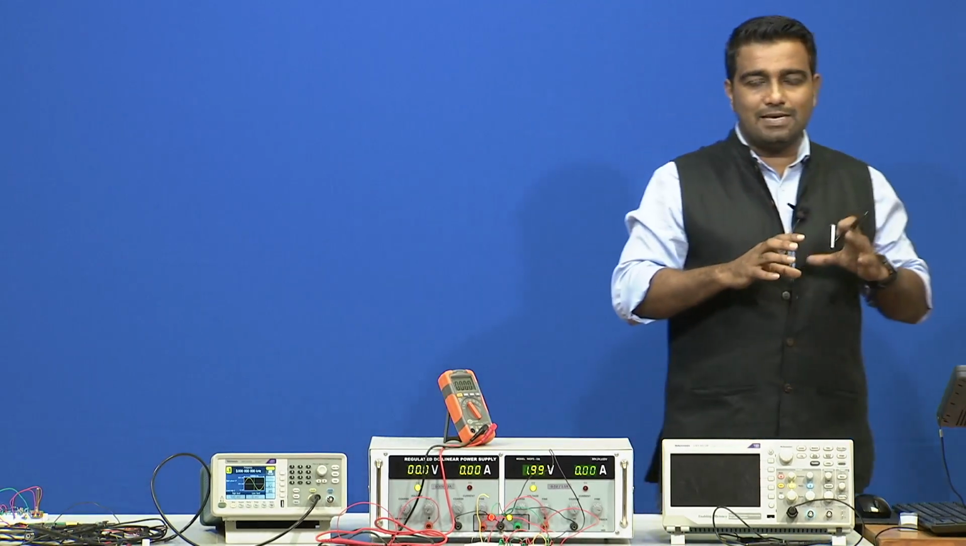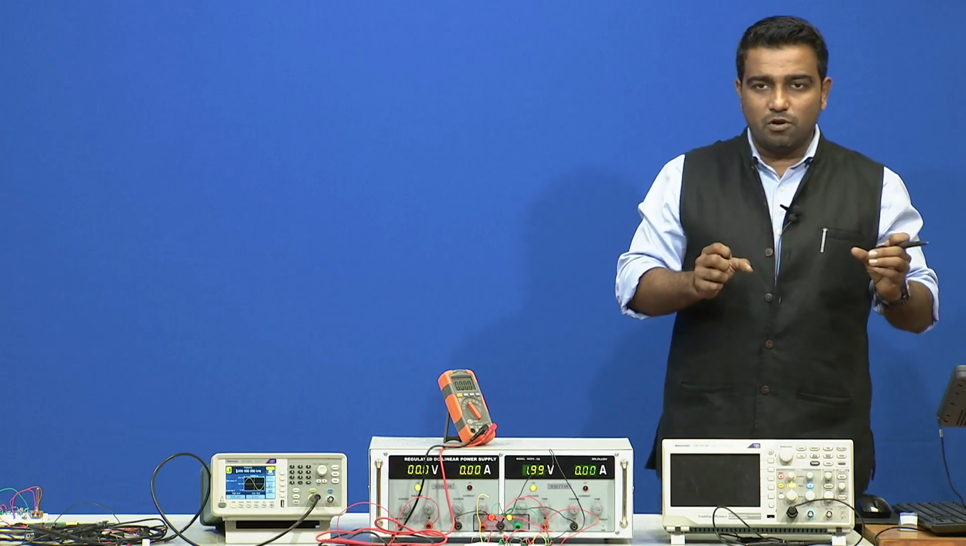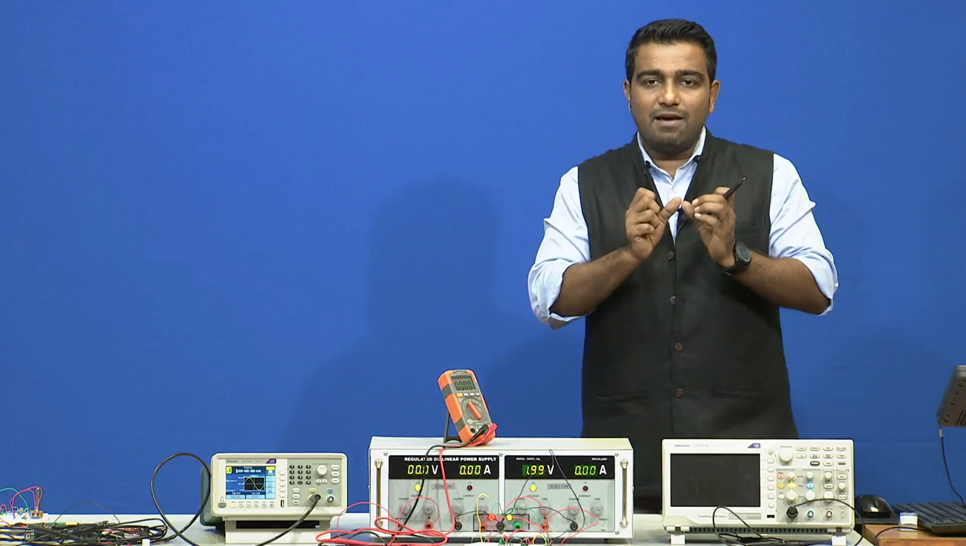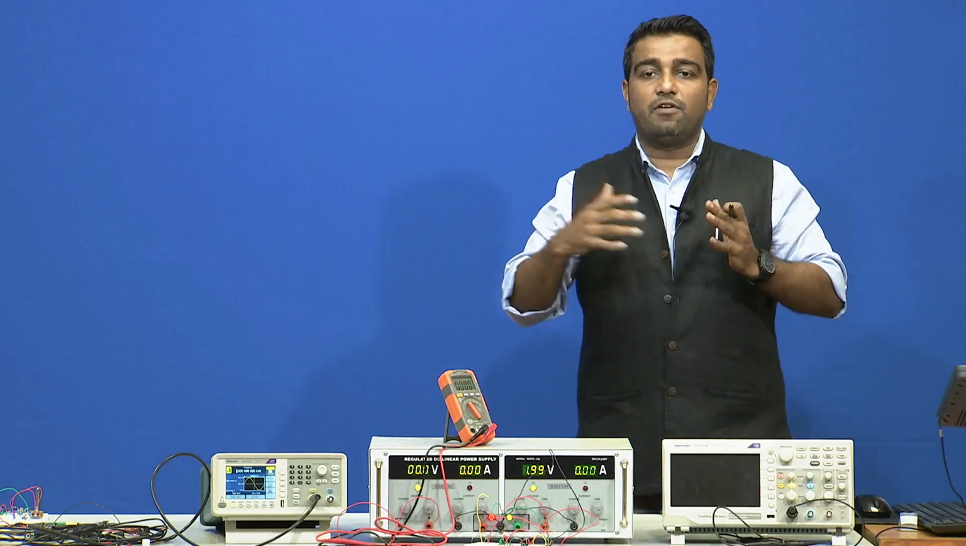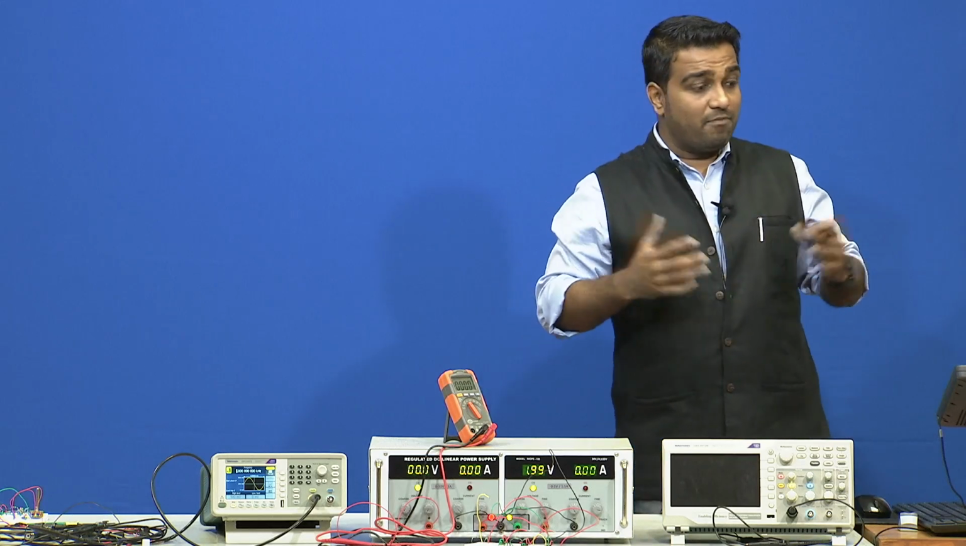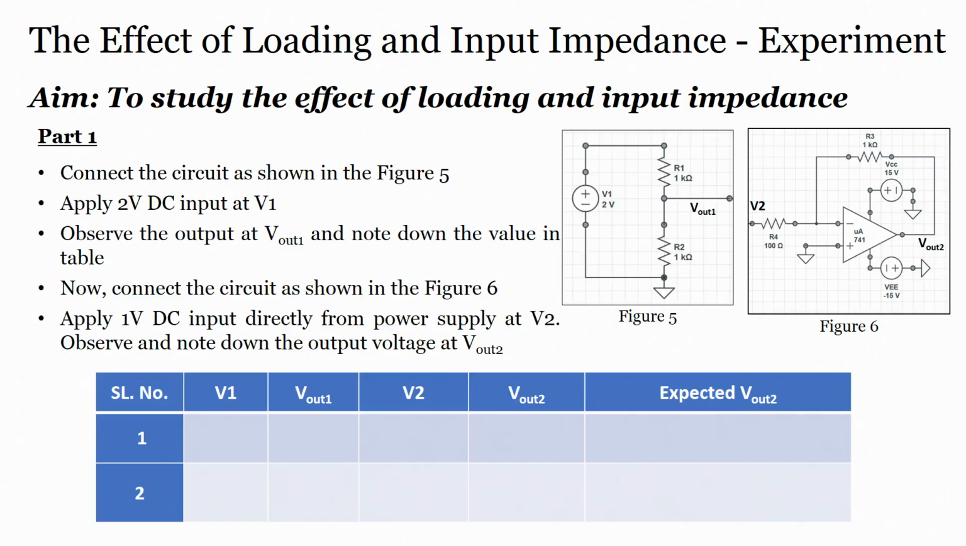That is why the last module, this module and the next module have just the same aim with different parts. The aim is to study the effect of loading and input impedance, but the parts are different. So, this is part 1, which we studied in the last module, and let us see what happens when we integrate both of these.